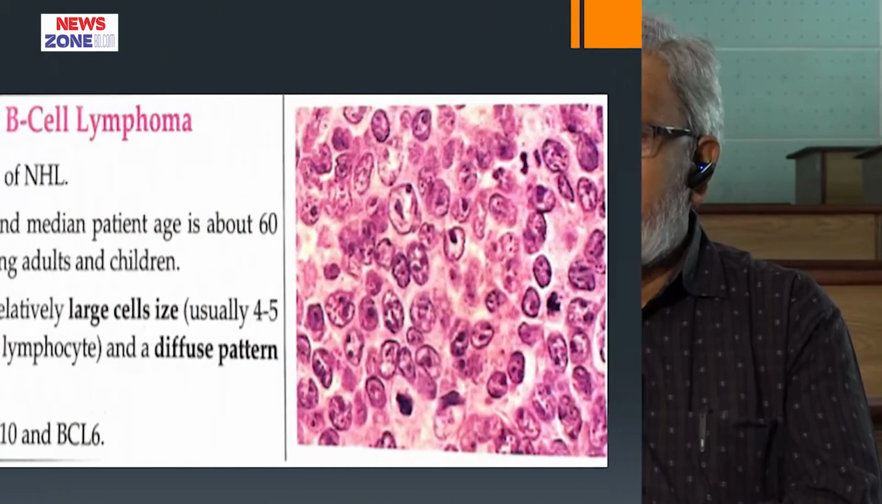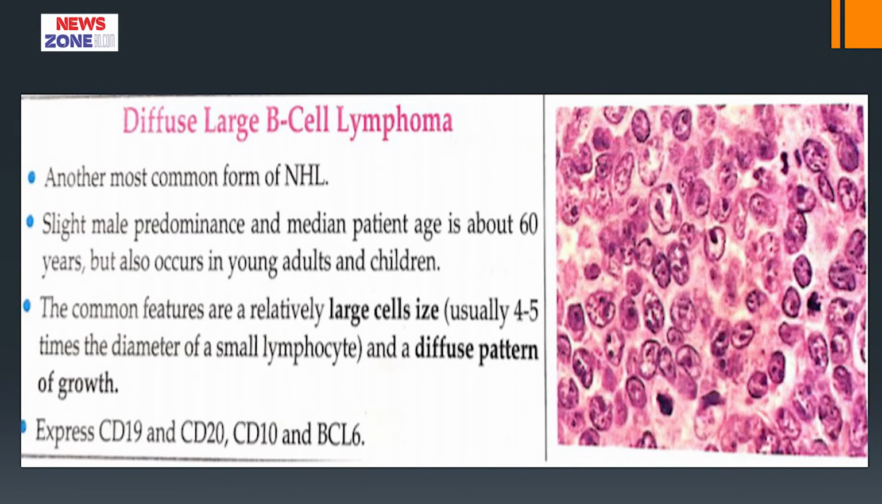Diffuse large B cell lymphoma, we have seen, is the most common, more than 30%, one category is diffuse large B cell lymphoma and the most common form. It expresses CD19, CD20, CD10, and the cells are usually large, 4 to 5 times larger than the normal lymphocytes, with a diffuse pattern of growth.